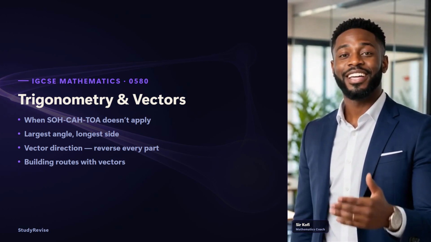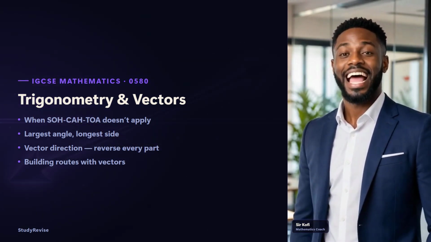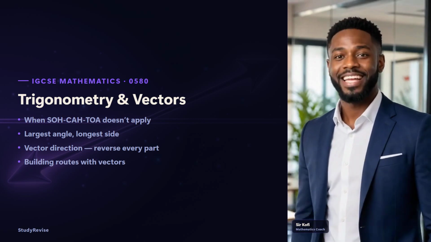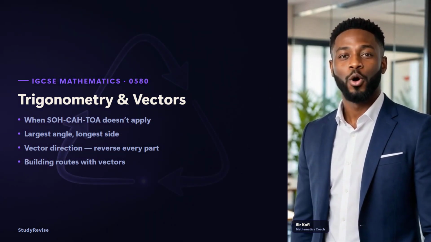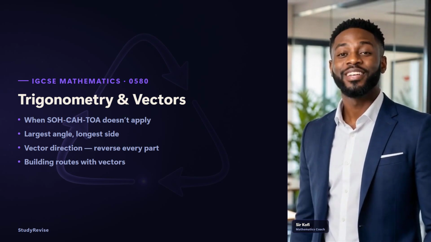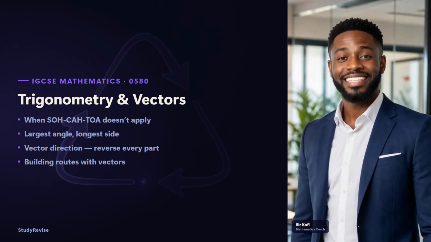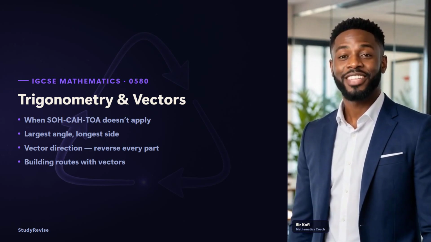The largest angle in a triangle and the longest side treated as unrelated facts when they're actually the same fact stated twice. A vector's direction reversed and its components left completely unchanged, when reversing direction means reversing every single component, and a route built from one point to another using vectors, with a sign flipped partway through the journey. 4 separate places where the setup decides everything before the arithmetic even begins. Take your time with this one.